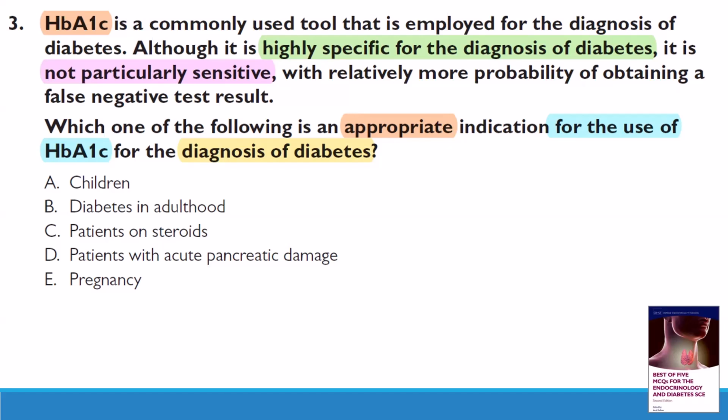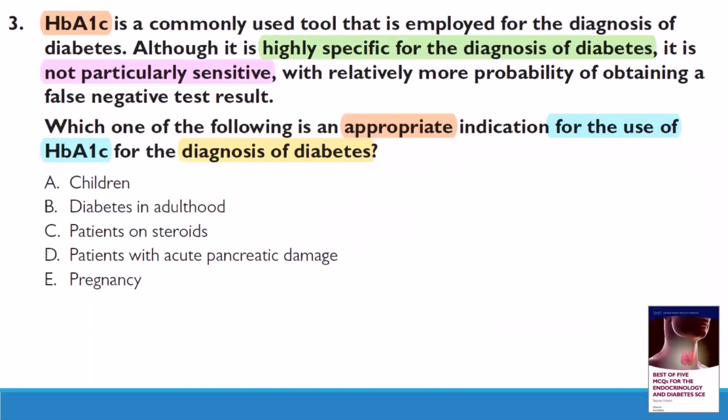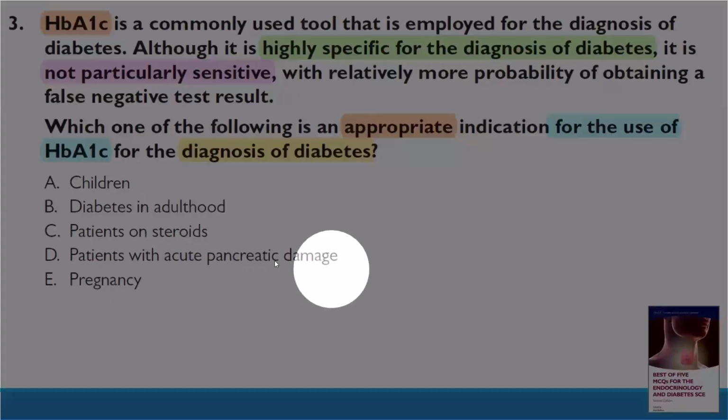So with any acute hyperglycemia, we cannot depend upon hemoglobin A1C. If we have type 1 diabetes mellitus, we cannot depend upon hemoglobin A1C alone. If we have a patient with steroid hyperglycemia, we cannot depend upon hemoglobin A1C. If we have acute pancreatic damage, we cannot depend upon hemoglobin A1C. If we have pregnancy, hemoglobin A1C is not accurate. So we can depend upon hemoglobin A1C in diagnosis of type 2 diabetes mellitus.